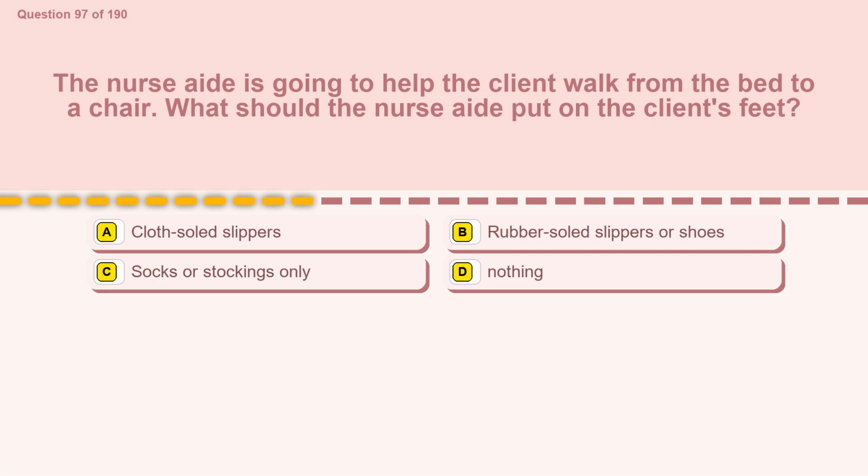Question 97. The nurse aide is going to help the client walk from the bed to a chair. What should the nurse aide put on the client's feet? Option A, cloth-soled slippers. Option B, rubber-soled slippers or shoes. Option C, socks or stockings only. Option D, nothing.